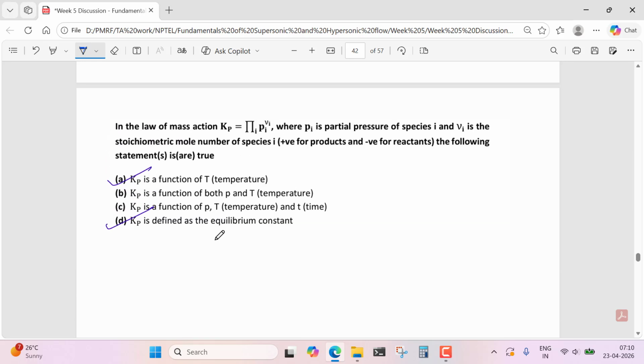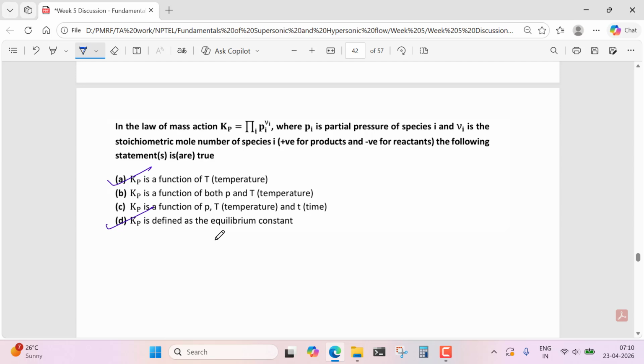In the law of mass action, Kp equals Π_i P_i^(ν_i), where P_i is the partial pressure of species i and ν_i is the stoichiometric number of species i, positive for products and negative for reactants. Which of the following statements is or are true?